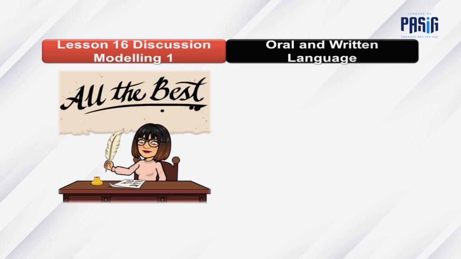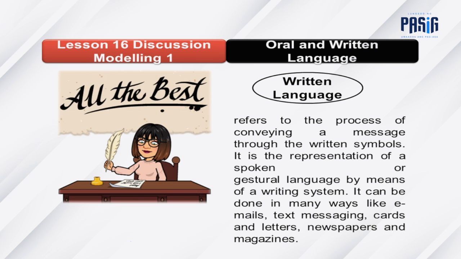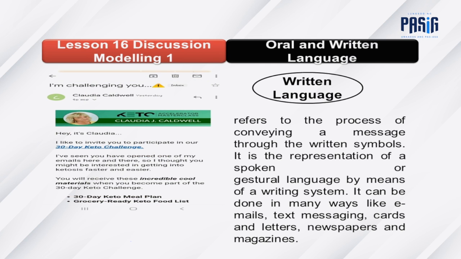Let's move on to the next one. What is written language? A written language refers to the process of conveying a message through written symbols. It is the representation of a spoken or gestural language by means of a writing system. It can be done in many ways like emails, text messaging, cards and letters, newspapers, and magazines. Let's have an example here. This text is an email message, an example of written language.